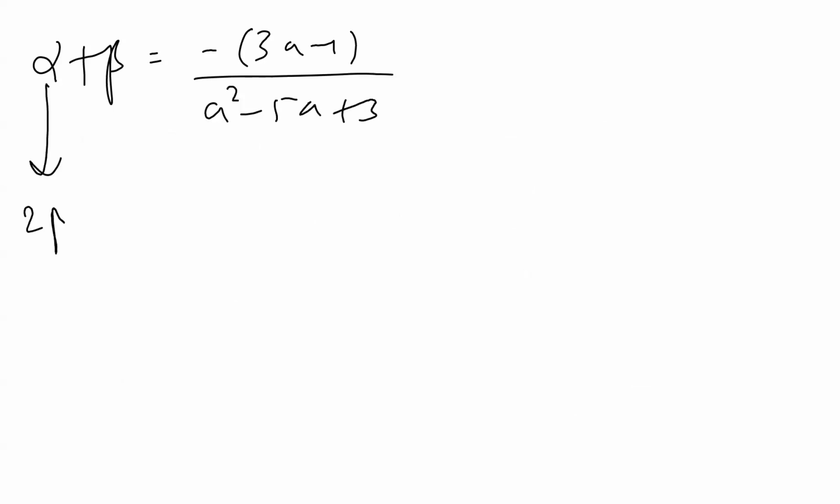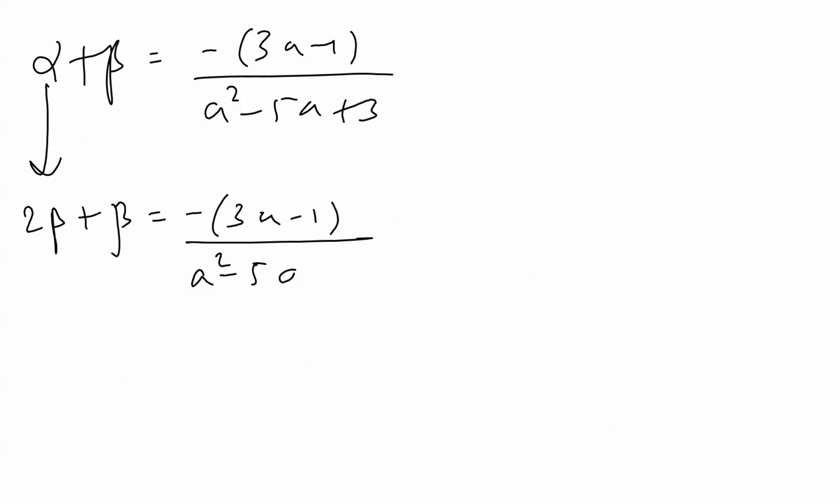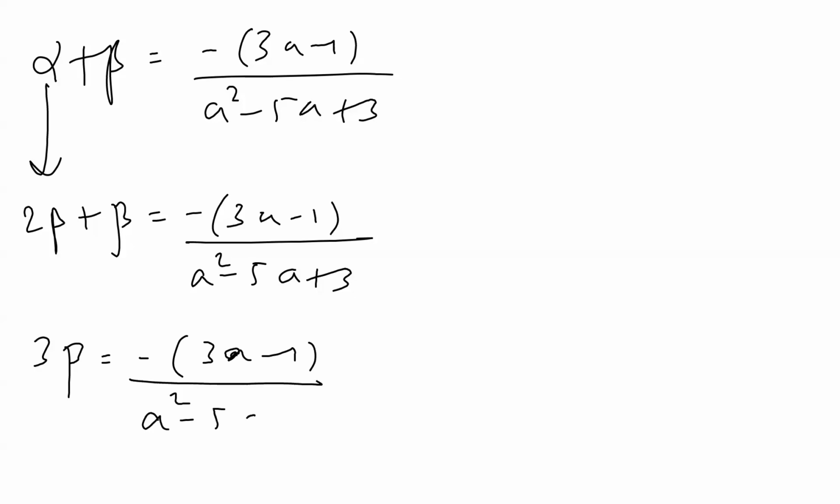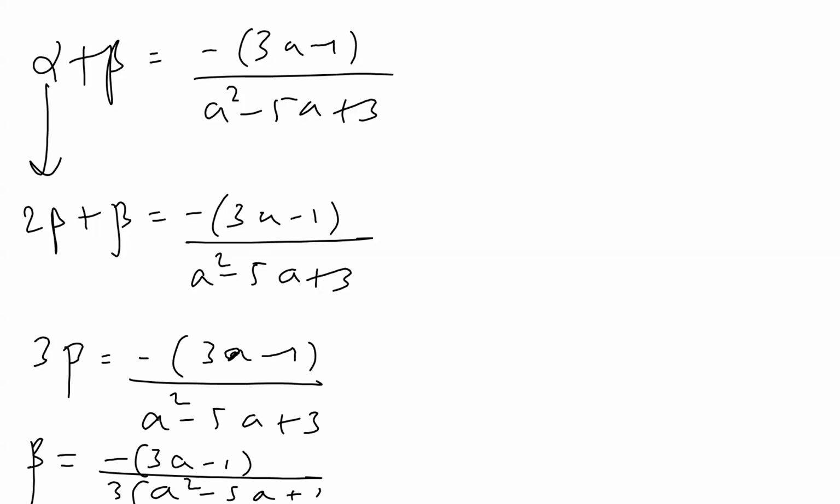Now see, alpha plus beta is equal to minus b upon a. This we have already written. Now alpha is equal to twice beta. So 3 beta is equal to minus 3a minus 1 upon a square minus 5a plus 3. So beta is equal to minus 3a minus 1 over 3 into a square minus 5a plus 3. So we got the value of beta.